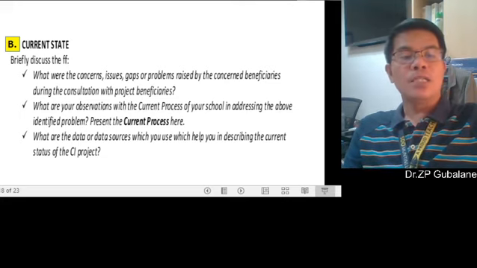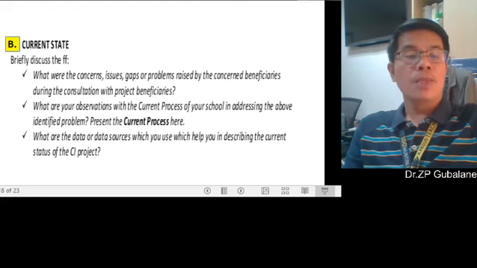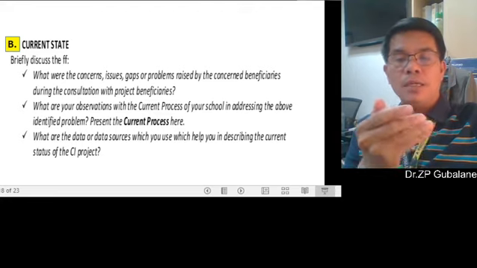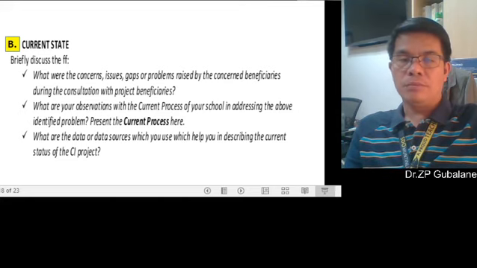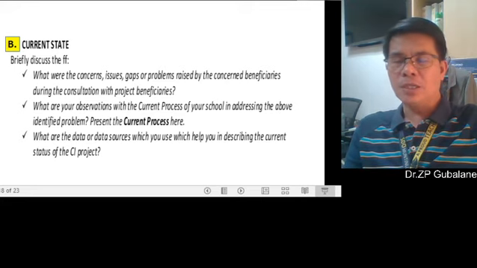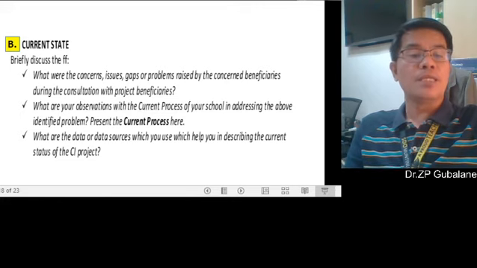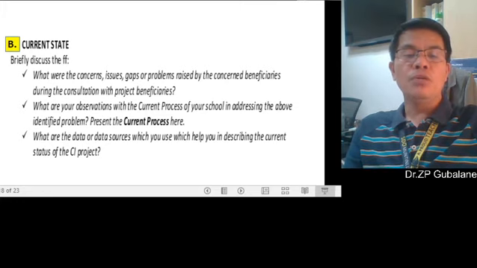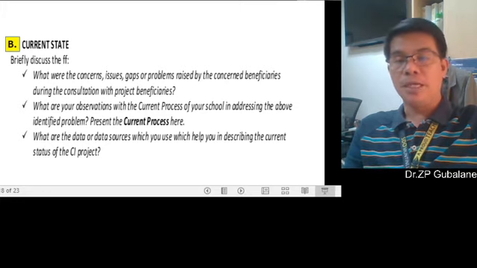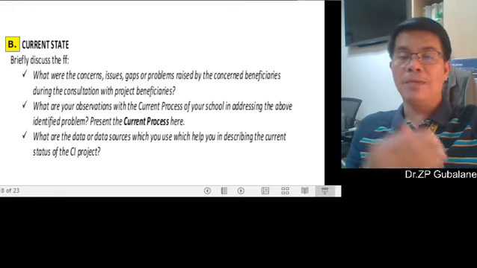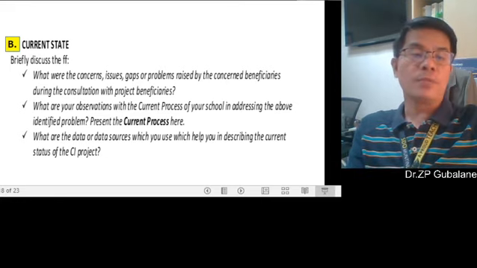What are the concerns, issues, gaps, or problems raised? What are your observations in the current process? What I mean is that the current process that you are using right now as you implement your project, is there any need for you to change, to improve the process? What are the data or data sources which you use that help you describe the current status of the CI project? So, saan nanggagaling ang mga data mo? Where are your data coming from?